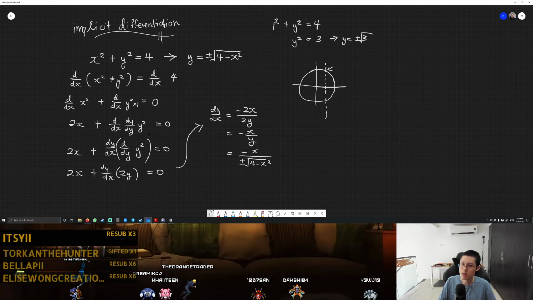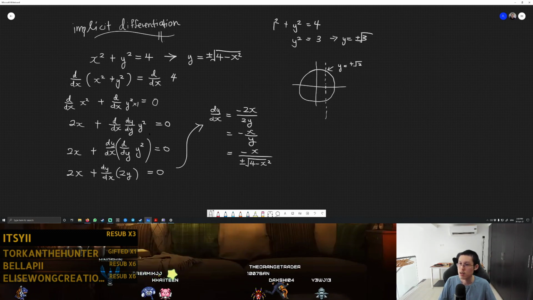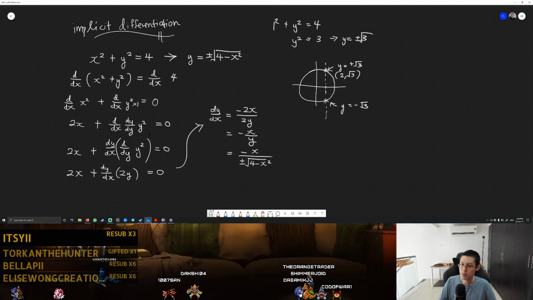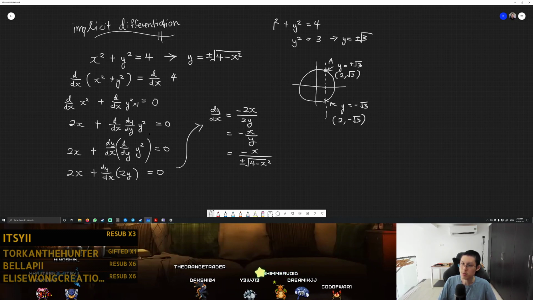So y is equal to plus or minus root 3, sorry. So this guy here is going to be y equals plus root 3, and this guy here is going to be y equals negative root 3. So the coordinates at these 2 points would be 1, root 3, and then this one would be 1, negative root 3.